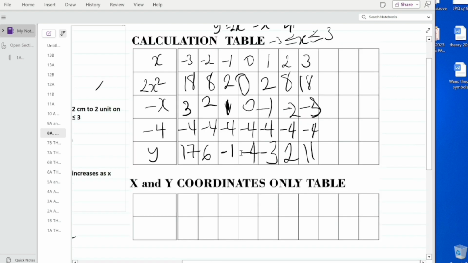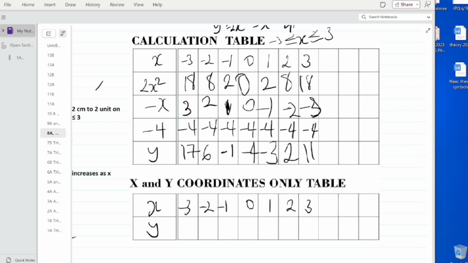After deriving our y values using the x values, we can write out our smaller table, which is x, y. We have for x: minus 3, minus 2, minus 1, 0, 1, 2, 3. Then our y will be 17, 6, minus 1, minus 4, minus 3, 2, and 11.